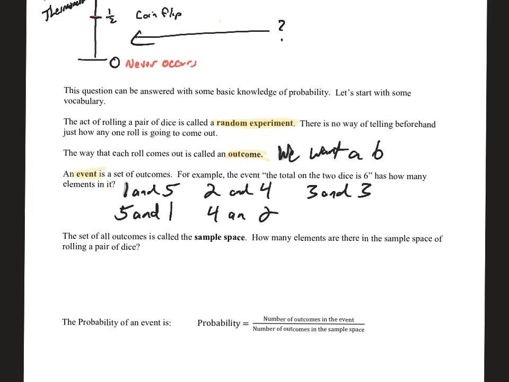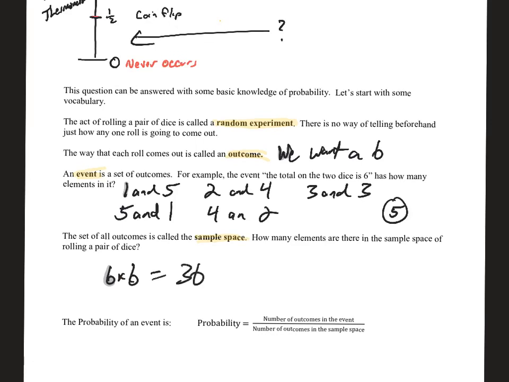So how many elements are in this event here? Well, 1, 2, 3, 4, 5. There are 5 elements. And the last little bit of vocab is what we call a sample space. That sample space is how many elements there are in rolling a pair of dice. So when you roll a pair of dice, how many possibilities are there? Well, I'll give you a little hint: 6 times 6 is 36.